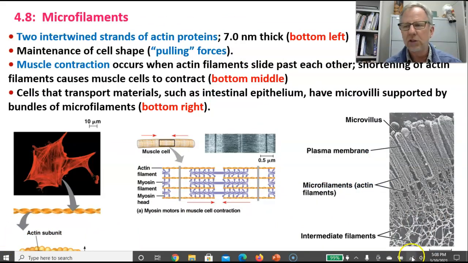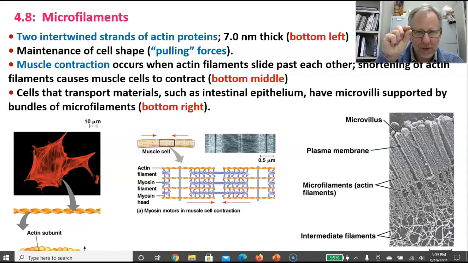Okay, now we're moving on to microfilaments. And microfilaments are 2 intertwined strands, like 2 threads or strings that are twisted around each other, of what are called actin proteins. So microtubules, you might remember, you should, are made of tubulin proteins. So microfilaments are made of a completely different kind of protein called actin. And overall, microfilaments are really thin. They're only 7 nanometers thick.